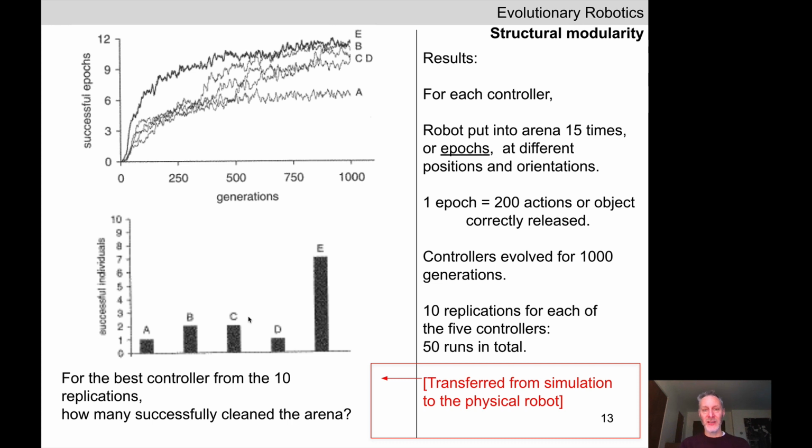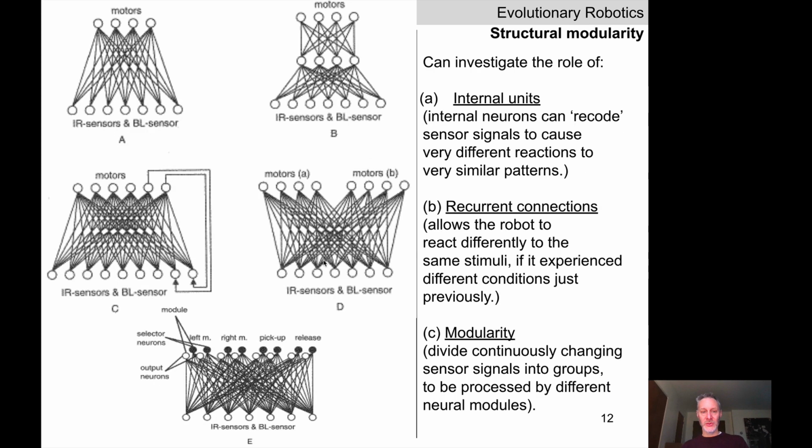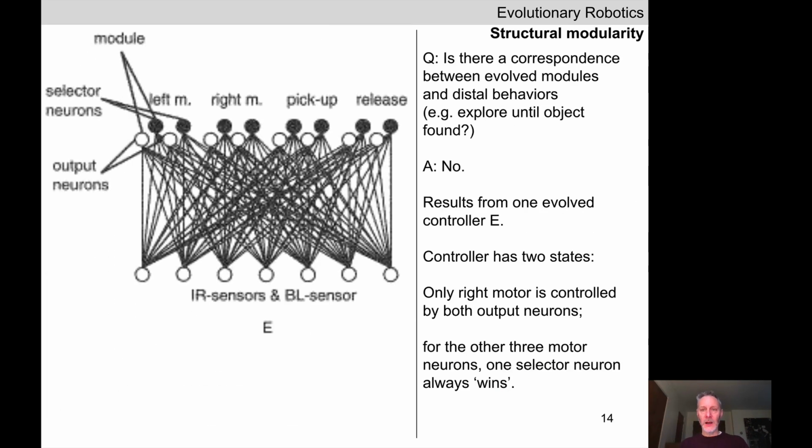So just a different way of measuring how good evolution did at evolving this particular behavior for those 5 different types of cognitive architectures. Okay, so we can now look at these results and go back to some of our questions and we can ask various questions about the results.